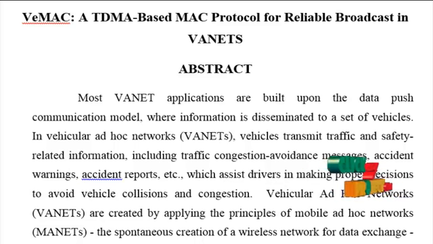Vehicular ad hoc networks are created by applying the principles of mobile ad hoc networks: the spontaneous creation of a wireless network for data exchange among vehicles. They are a key component of intelligent transportation systems. VANETs support a wide range of applications, from simple one-hop information dissemination to cooperative awareness messages to multiple hop dissemination of messages over vast distances.